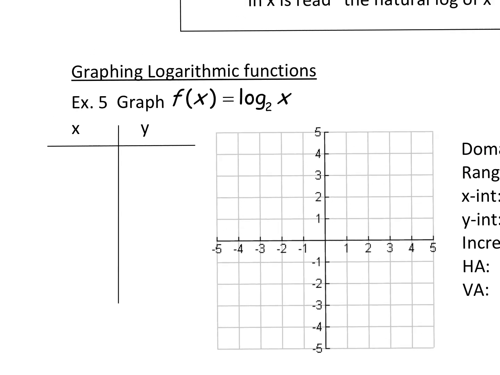So if we think back to last section when we were graphing exponential functions, we chose our exponents, -2, -1, 0, 1, and 2, and we did 2 to the negative second, 2 to the negative first, 2 to the 0, 2 to the first, 2 to the second. It was relatively easy to get those outputs. Well, now that exponent is the output, and 2 to the second equals 4. That 4 is now our input.